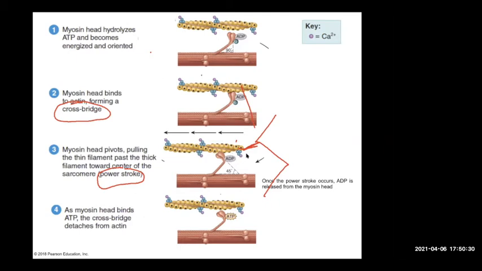The last step of all this, so that I can do it again, because it's only going to pull it a little bit away, is that the myosin head again binds ATP, and that allows the cross bridge to detach from the actin. So there's no more cross bridge, and you need that step. If you don't have ATP, then the myosin head remains stuck to it. That's an important step, right?